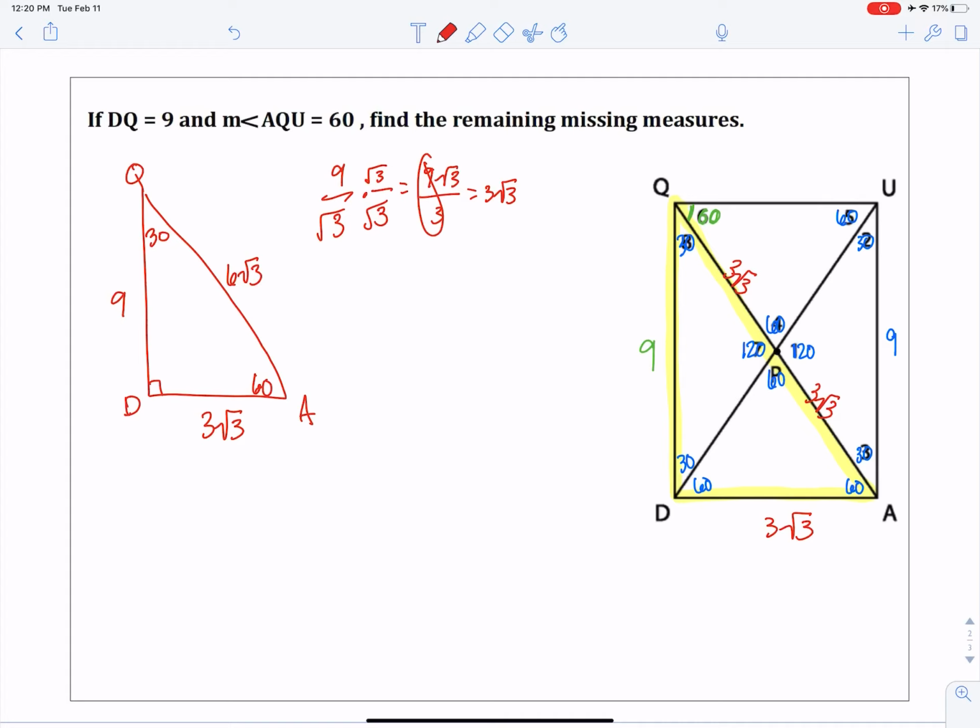You can also see this 30, 60, 90 triangle here with P, D, and A. So I know this is 3 root 3 and this is 3 root 3. And then opposite sides congruent. So I filled in all of the sides and all of the angles of the rectangle and I was only given one side length and one angle measure.